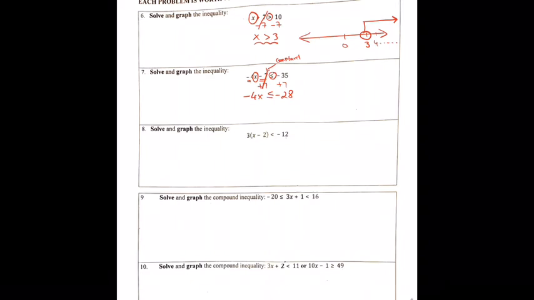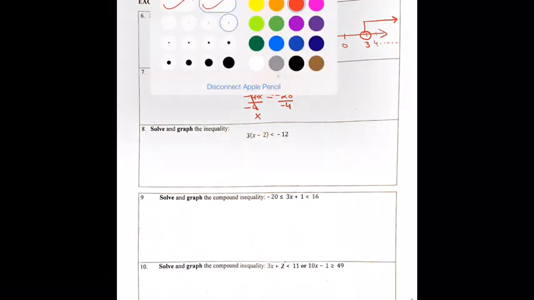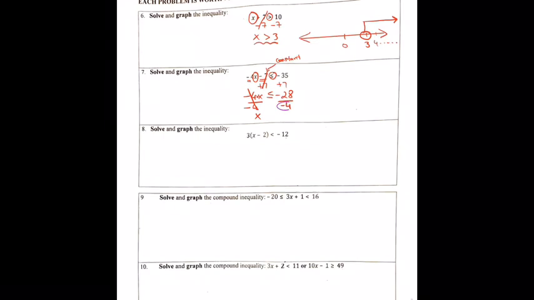I still have that -4 there I need to get rid of. Because I have between -4 and x multiplication, I'll do the opposite, which is division. So I'm dividing both sides by -4. My -4 goes away, and I get x. And now just pay attention. Here you must flip the sign because we're dividing by a negative.